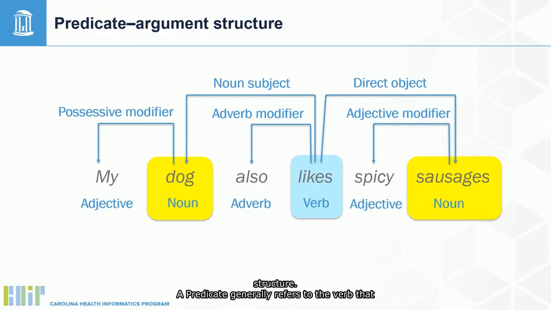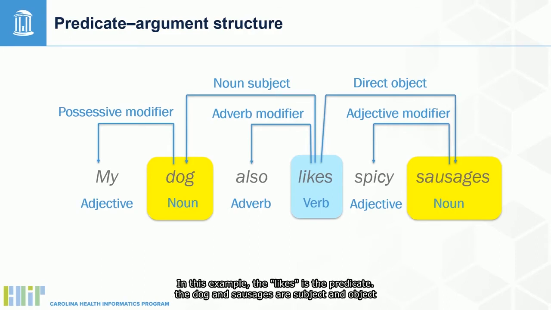A predicate generally refers to the verb that connects to the subject of a sentence. It functions as glue to hold things close together and construct the backbone of the sentence with the subject. The arguments on the other side help complete the meaning of a predicate and closely connect to it, such as the subject argument and object argument.